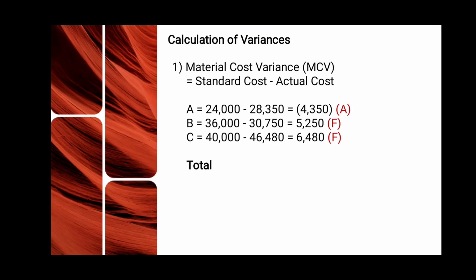So the total will be 1 lakh of standard cost minus 1,05,550 of actual cost, which will be rupees 5,580, that is negative. So we'll mark it as A, that means adverse.